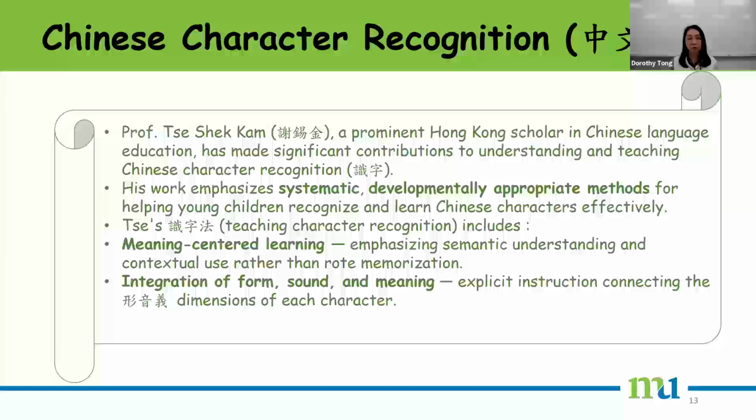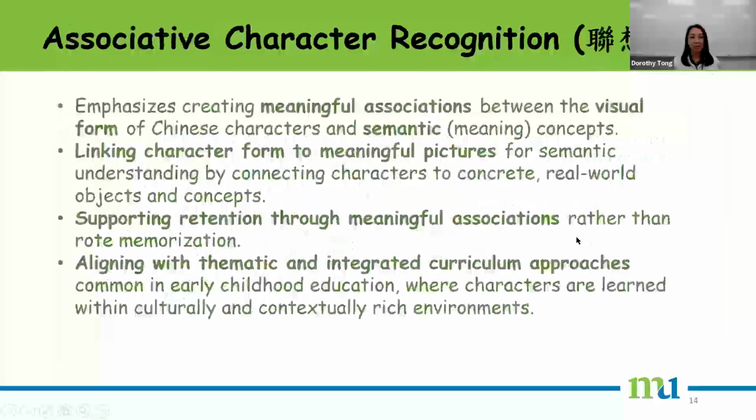And he thinks there should be an integration of the form, the sound, and the meaning of the character. So to connect these three different dimensions in the learning is very important, according to Professor Jie. And so from his different ideas of teaching Chinese characters, I came up with this concept of associative character recognition with my team members, 聯想識字.